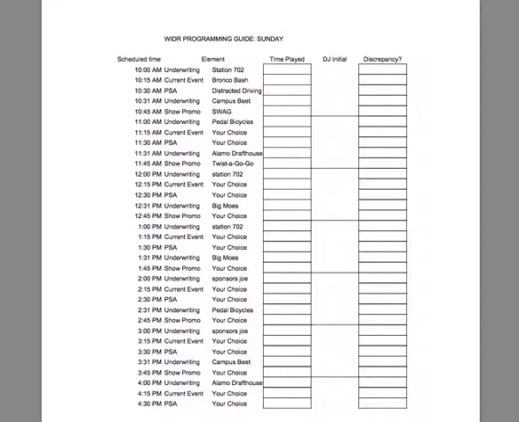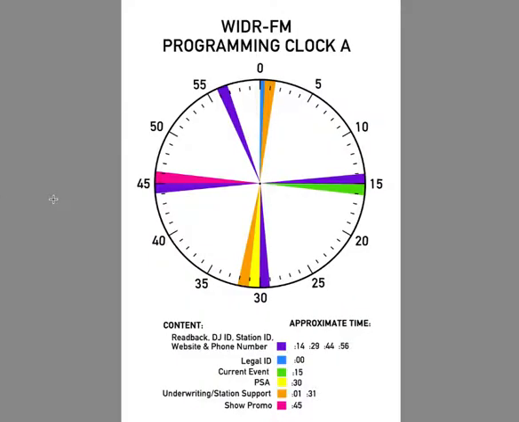Alright, so programming clock A. Let's say I'm a DJ and I'm coming into my show. My show starts at 10, so it's about 9:55, and the old DJ is going into their readback. I'm getting my stuff ready. The old DJ finishes their readback, and it's about 9:57, and I just sat down at the chair. I got all my stuff ready, and the clock hits 10 o'clock, and I will do a legal ID, which can be a pre-produced legal ID, or it can be a verbal legal ID. I can just say it.